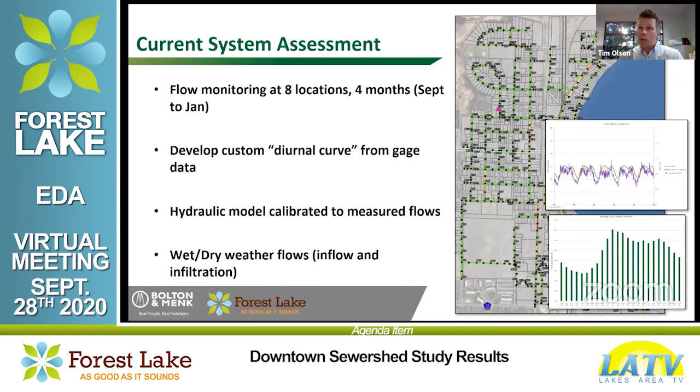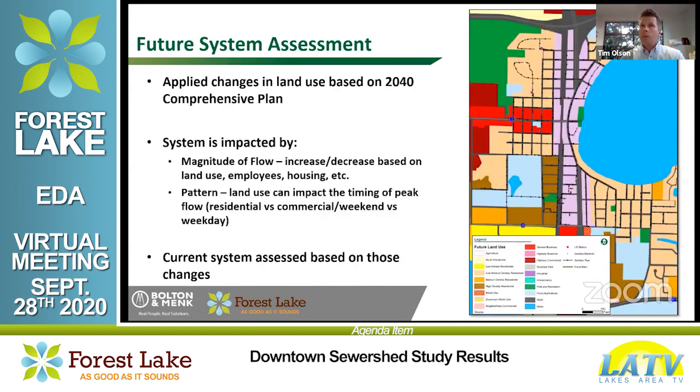So when we measure flow, we can develop custom diurnal curves for the city of Forest Lake, and then apply those to other areas in our model. So that's a little technical, but what we're getting at here is that it's really important to understand those flow patterns to have an accurate assessment of the system. Okay, so from that, then we develop this calibrated model, and we can understand the current system capacity. I'll talk about that here in a little bit as well.